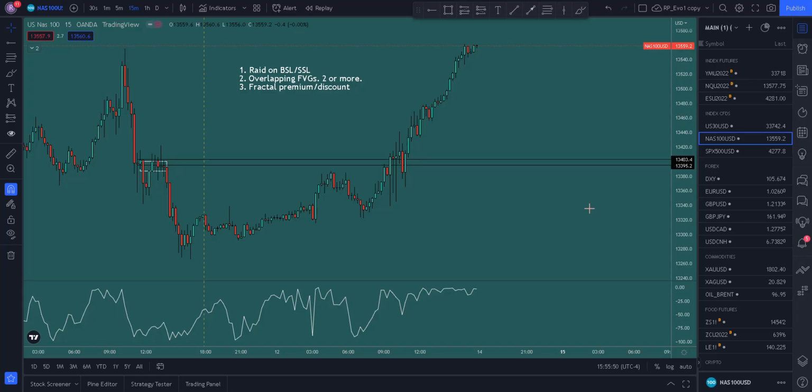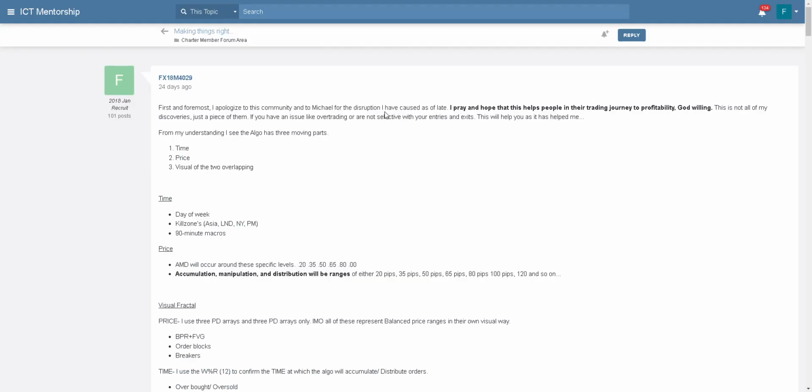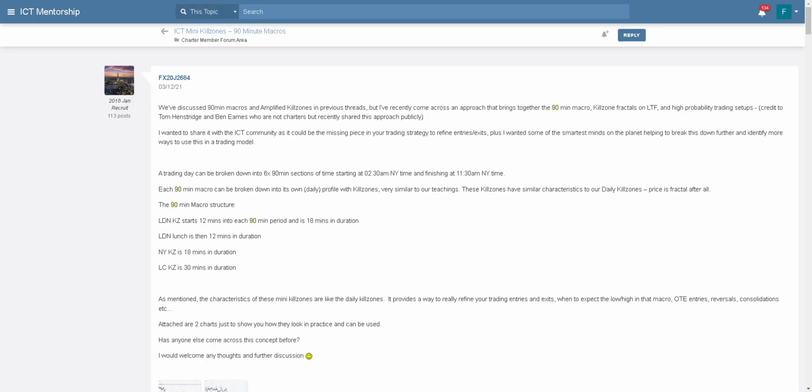And speaking of the threads, before we get into the advanced stuff, I wanted to show a huge appreciation and respect to the following threads and people who created them. We'll start with the most important thing that made a huge breakthrough in my trading, a 90-minute macro thread. Huge thank you for the guy who created this thread, for the people who contributed, explaining how 90-minute macros work, how there are also mini kill zones in which there's high probability of a setup forming there, so it narrows down a lot your entries, especially if you can trade on lower time frames. So huge thank you. This is important.